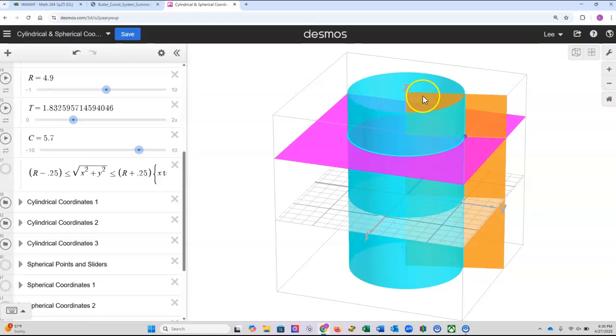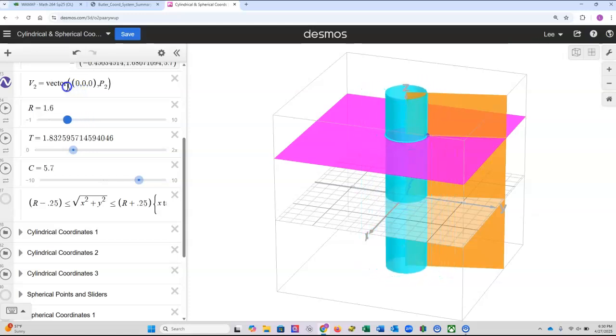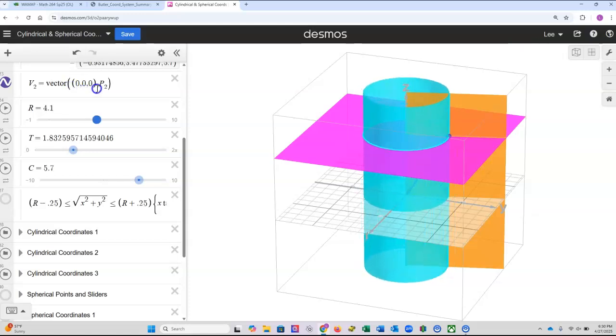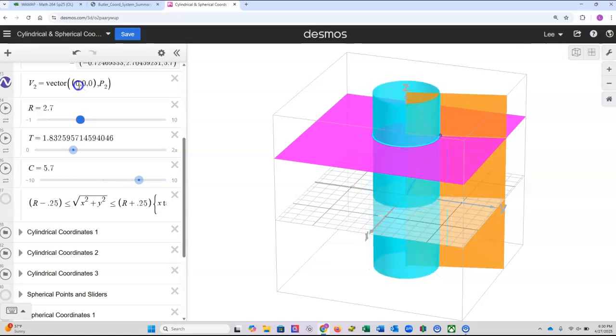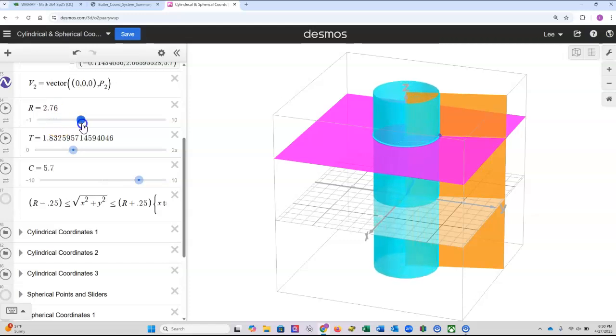But these are the degrees of freedom that I have to move. If I change my R, I change the radius of that cylinder. So that moves in on those. But if I don't change my theta or my z, then both these orange and pink planes are going to stay fixed. And so R will just change that one parameter right there, which moves things in and out along this line of intersection between the theta and the z.